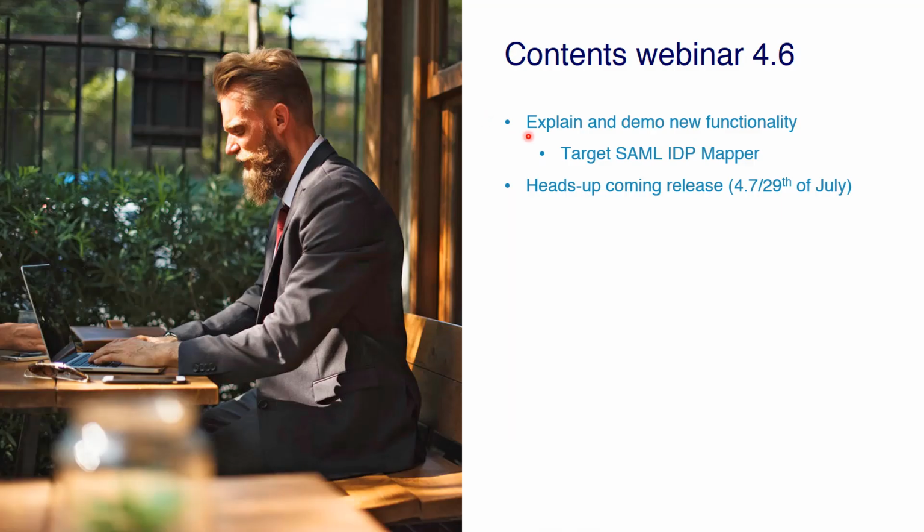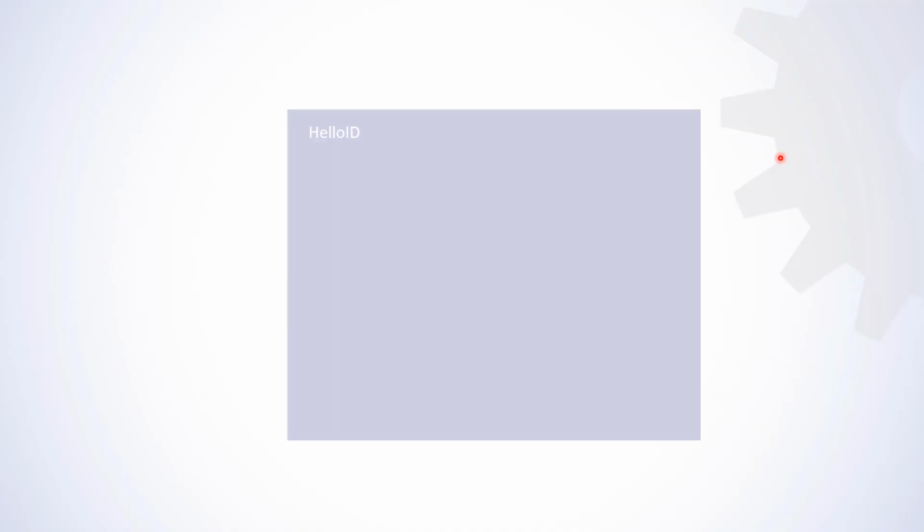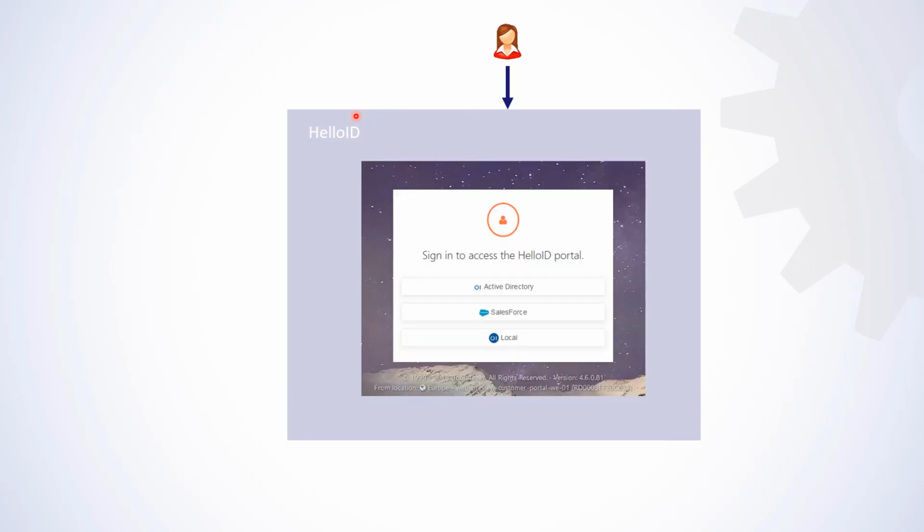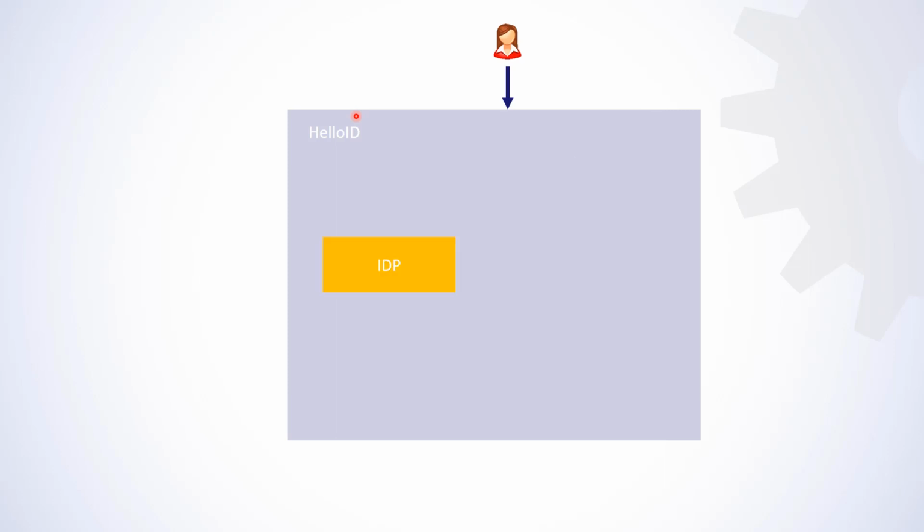First item, explain and demo new functionality, the target SAML IDP mapper. I'd like to explain that via this sheet, and then I will show you the software afterwards. So this is the gray block, this is HelloID. This is the HelloID functionality. And if I go to HelloID as a user, I get the option to identify myself. That's being handled by the IDP, identity provider in HelloID.